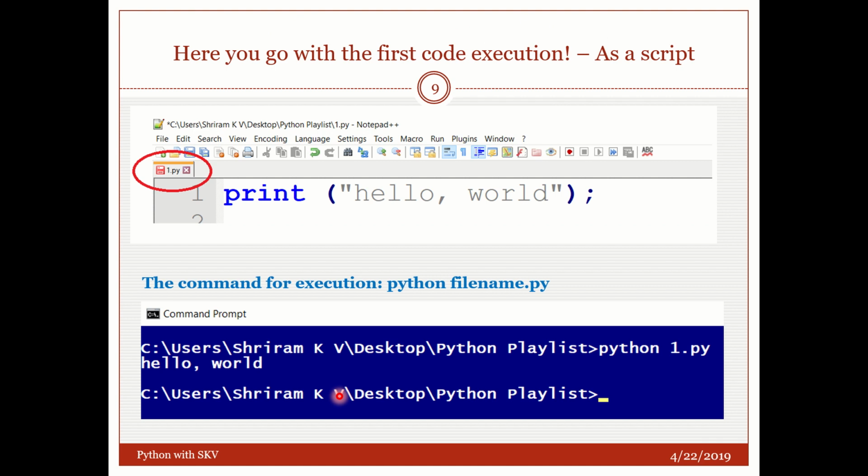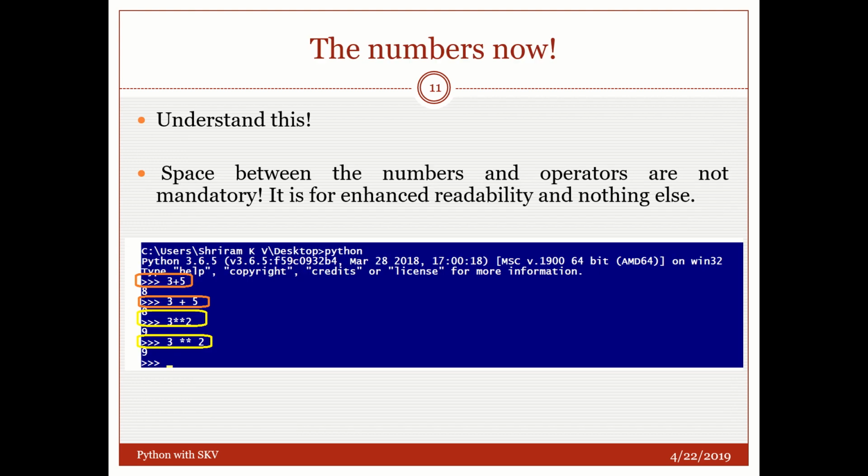Now let's start a file-based execution. Open a file in Notepad++. Just type print hello world as I have typed in front of you. Save it as one.py. .py says that it is a Python file. Now, you need to go to the same directory as I have gone there. C:\users/SriramKV. In the desktop, I have got the Python playlist. So I have gone there. Now to run it, I need to type python one.py. When I do it, I get the output hello world. It's very simple, but yet very effective.